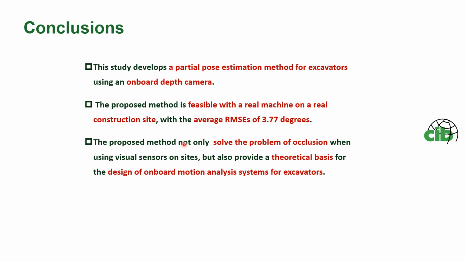And then at the end of my presentation, I would like to restate the conclusions. First, this study developed a partial pose estimation method for excavators using an onboard camera. Second, the proposed method is feasible with a real machine on a real construction site with an average RMSE of 3.77 degrees here. Last point, the proposed method not only solved the problem of occlusion when using visual sensors on site, but also provides a theoretical basis for the design of an onboard motion analysis system for excavators.